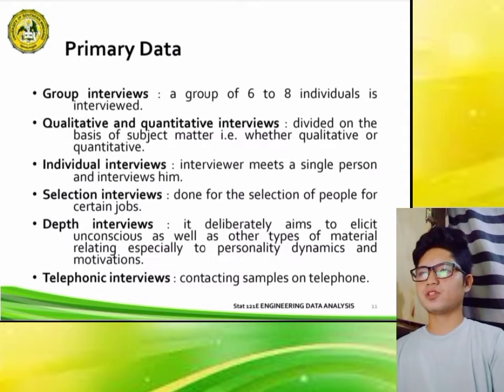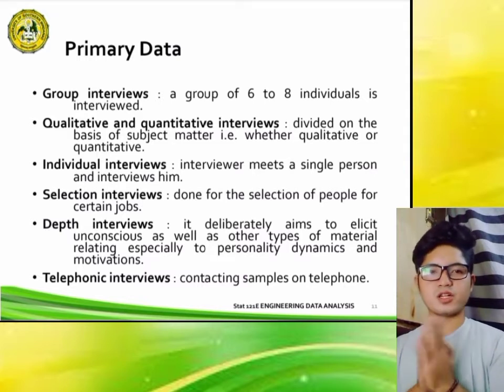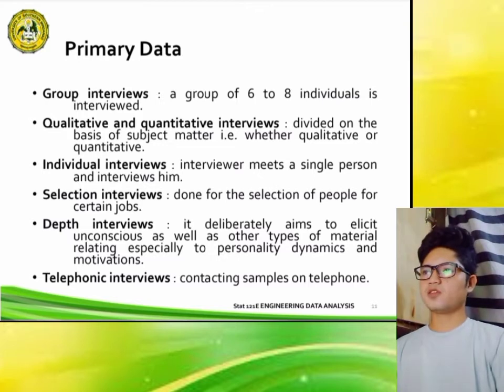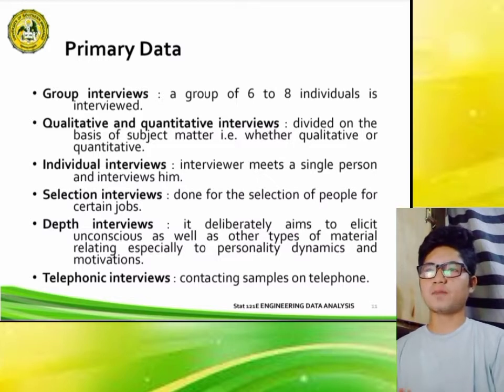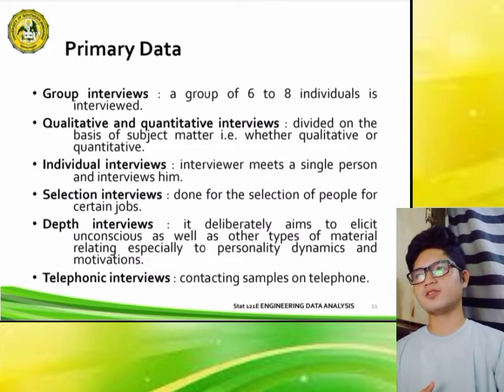Individual interviews. So interviewer meets a single person and interviews him. So from the word itself, individual, parang one-on-one interview ito. So ganun. Okay, so we have selection interviews. So done for the selection of people for a certain job. So ito yung example nito is job interviews. So 'di ba pinipili ng, it could be ng manager, kung sino yung pinaka-qualified na person para sa isang certain job. So ganun.